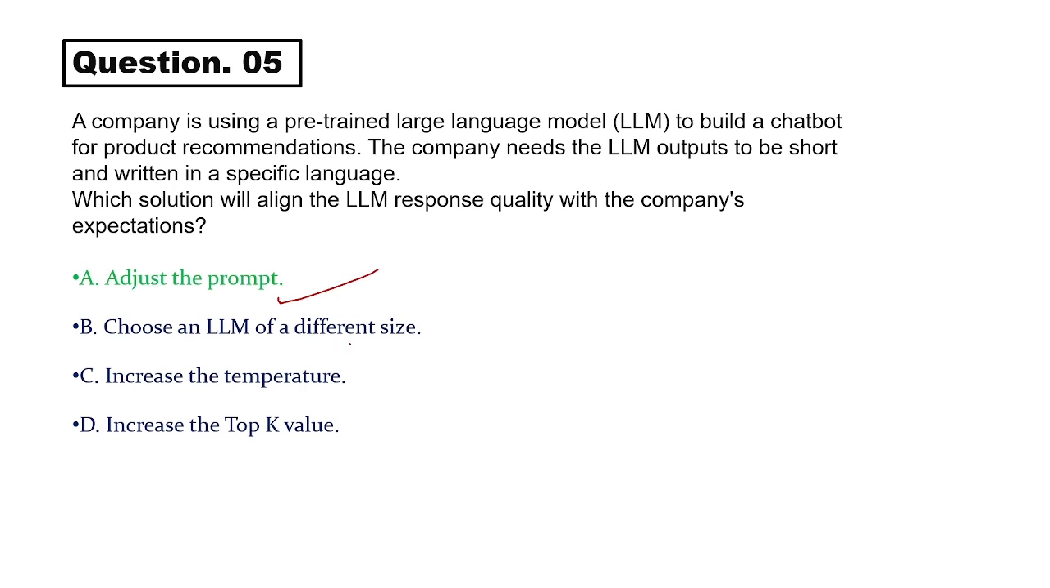Option B is not correct because the size of the LLM should not affect the size of the output. Increasing the temperature controls the creativity of the output, not the size, so this is also not correct. And increasing the top K value will not help because it controls the number of next possible tokens, not the size of the output. So option A is the only correct option here.